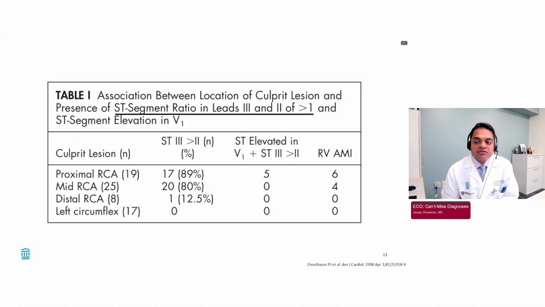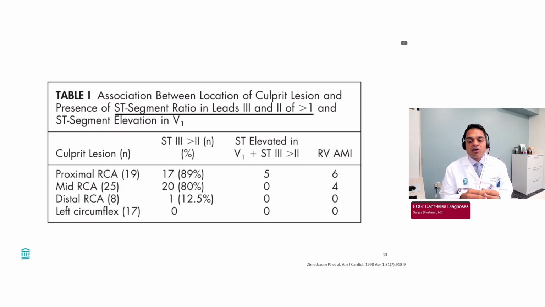And what's interesting is for 55% of these patients, the ST elevations in lead three were higher than the ST elevations in lead two. And 10 of those patients met echo criteria for RV acute MI as well. And interestingly, all of those patients who had echocardiographic signs of RV involvement all had ST elevations that were higher in lead three than lead two.